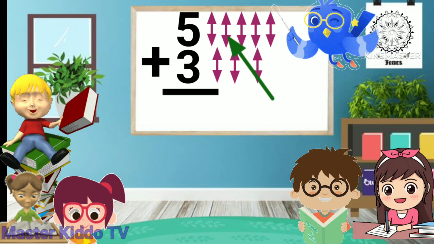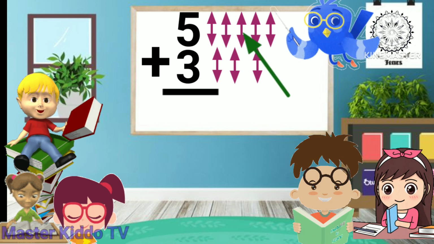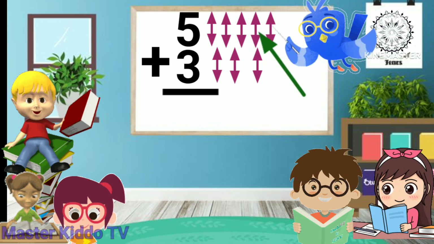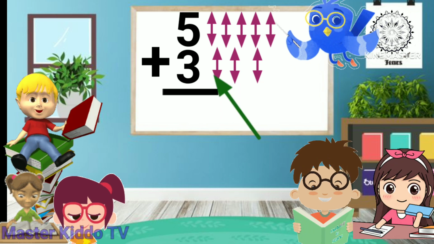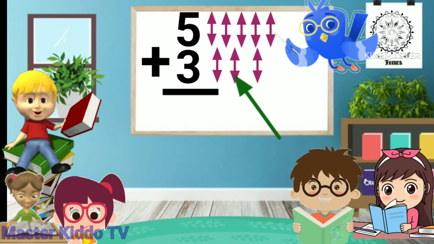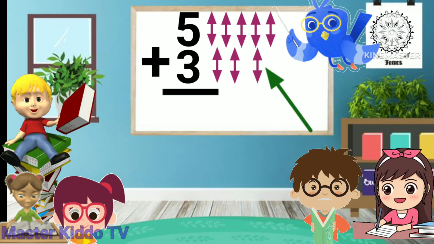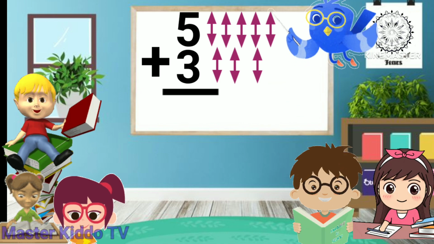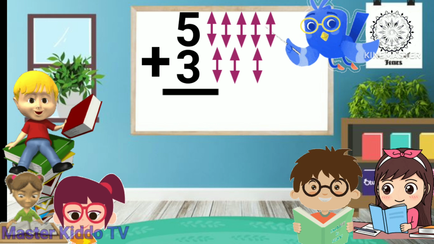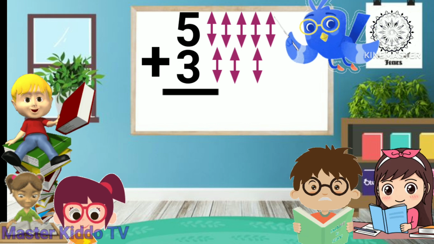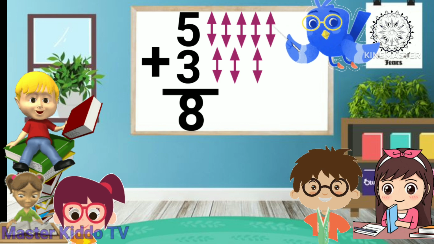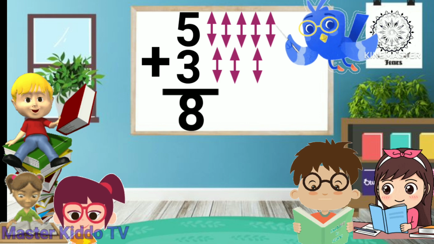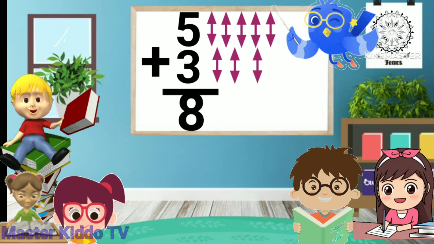Now we count these lines: 1, 2, 3, 4, 5, 6, 7, 8. Good. 5 plus 3 is equal to 8. Good job, baby. Good job, kids.